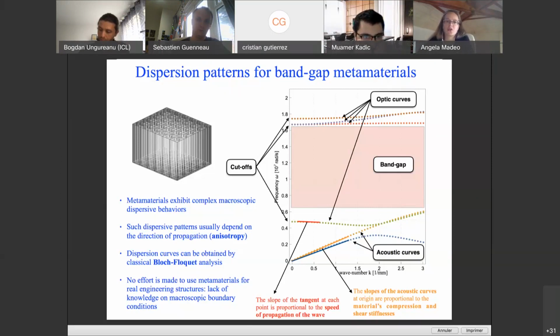For people who are not acquainted with the concept, you have the tangent to this curve that will give you the speed of the wave propagating into the metamaterial. And you can recognize acoustic and optic curves, the acoustic ones starting from 0, which are directly related to the stiffness of the material used to produce the metamaterial itself.